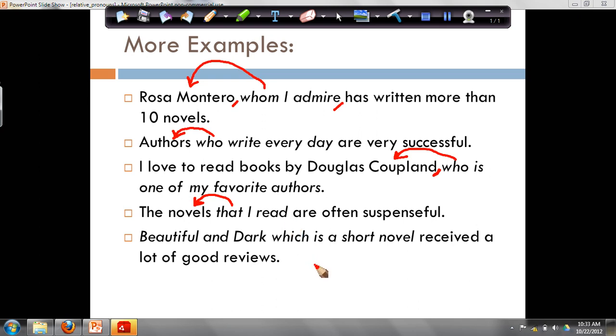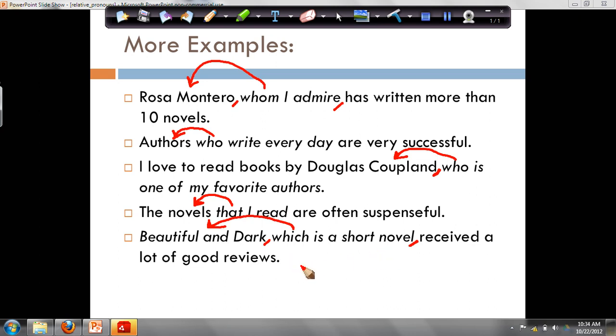Here we have our last example. Beautiful and Dark, which is a short novel, received a lot of good reviews. So we find our relative pronoun which, and which is referring to Beautiful and Dark, a specific noun, a specific title of a book. So that means that this is extra information because we're referring to a specific noun. So when we're referring to a specific noun, we do use commas. So we're going to use a comma before the dependent clause and at the end of the dependent clause. In this case, notice that our dependent clause is inserted right in the middle of the independent clause.